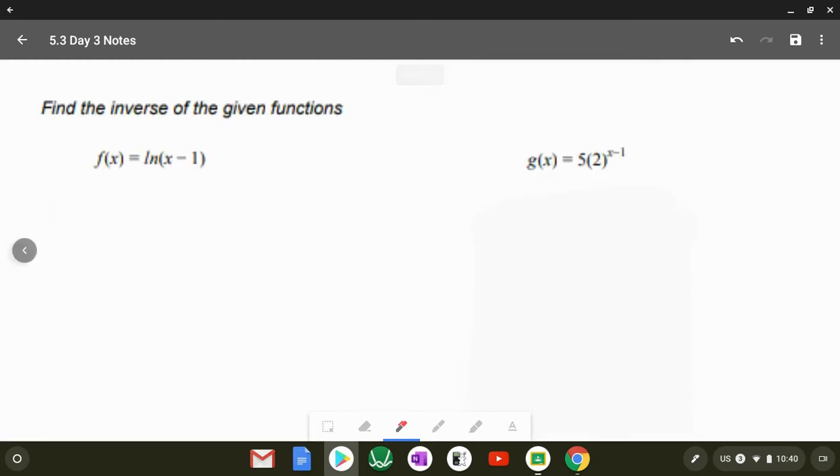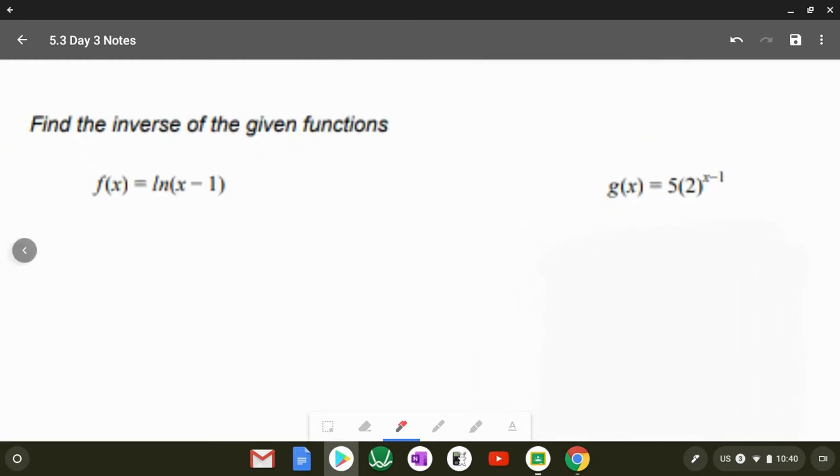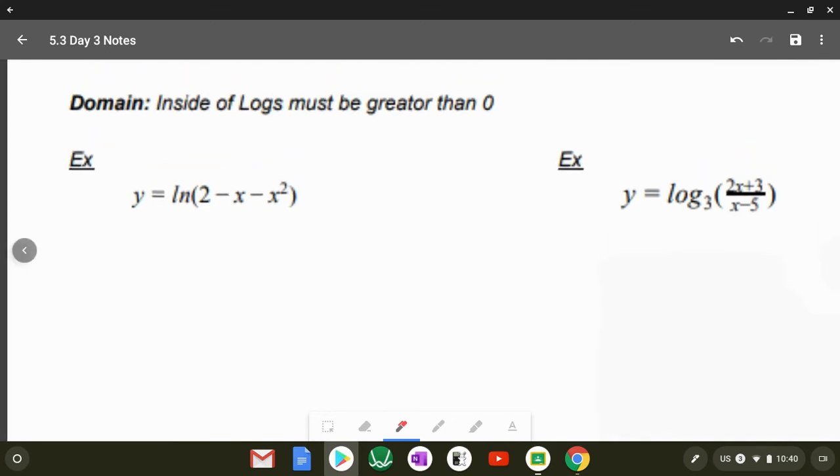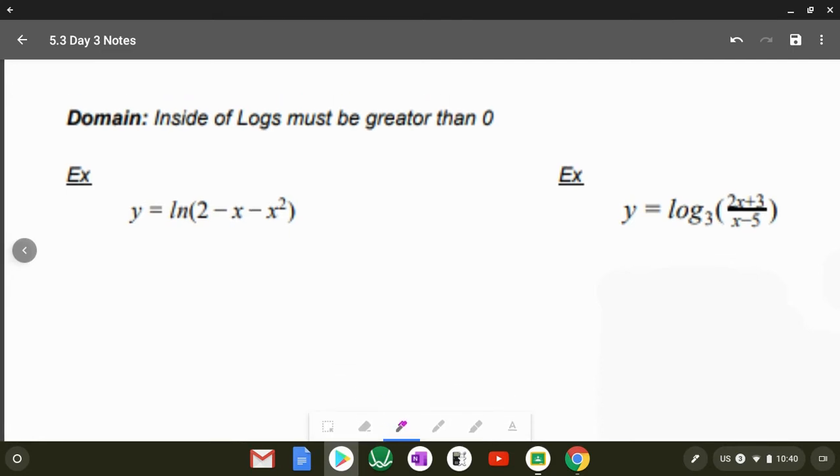On the back, we're going to go ahead and find the domain of log functions algebraically. So we can look at a graph if we were able to graph it in order to find the domain, but if we don't have a graph or we're asked to do it algebraically, we got to be able to do that. So here's our note.